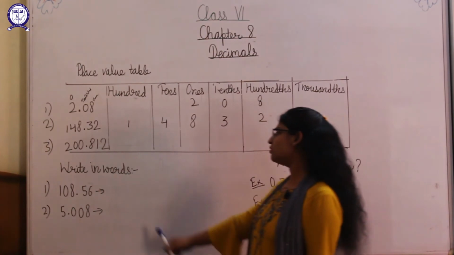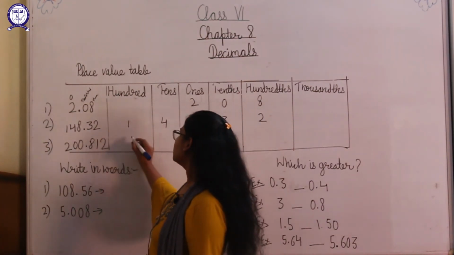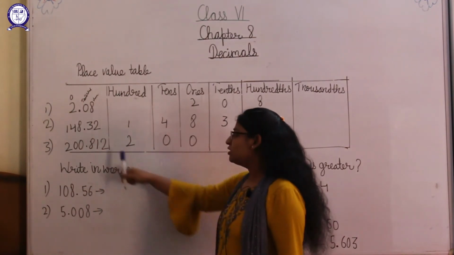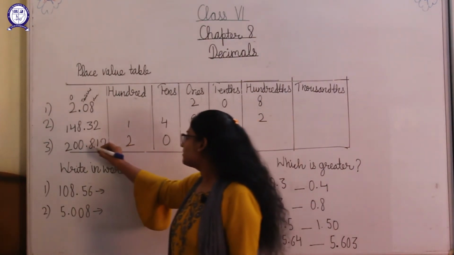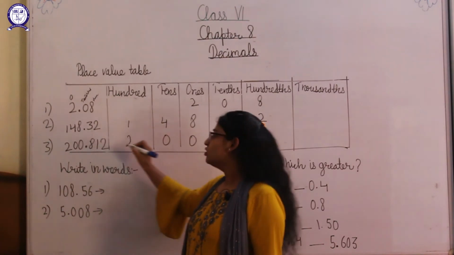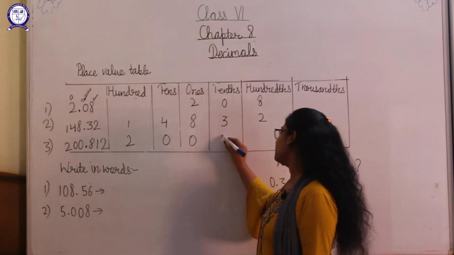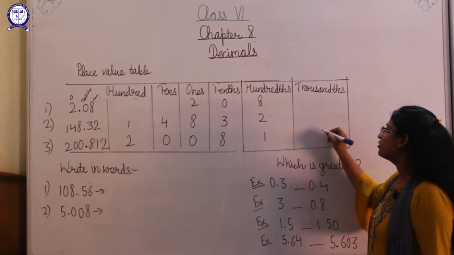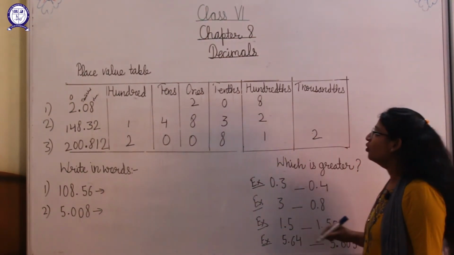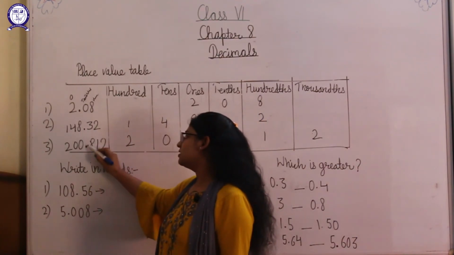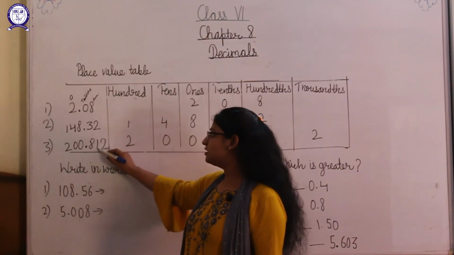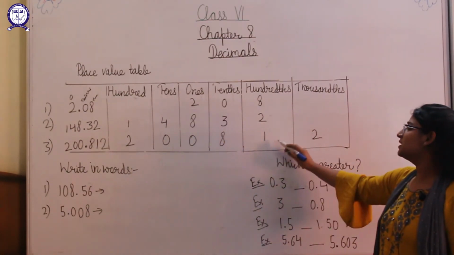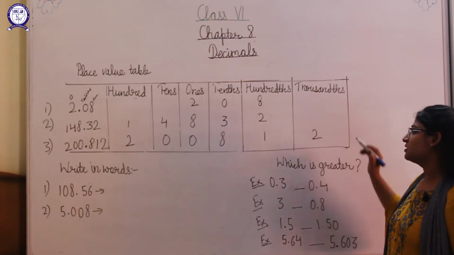Okay, now next one is 200, means 2 will be at the 100 place and tens and ones will be 0. Then here is the decimal, and after that is 812. So at the tens place it will be 8, for the hundreds place it will be 1, and for the thousands place it will be 2, as after the decimal we count like tens, hundreds, thousands. So at the tens place it is 8, then hundreds 1, and thousands is 2.